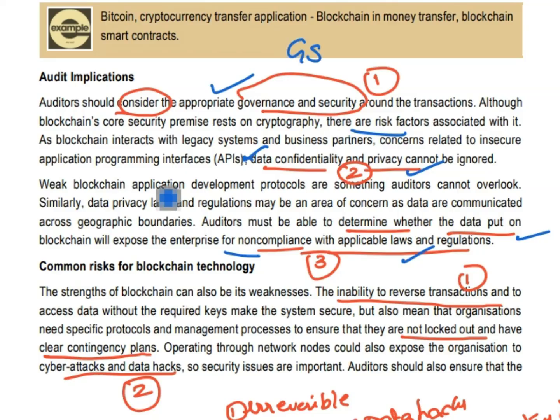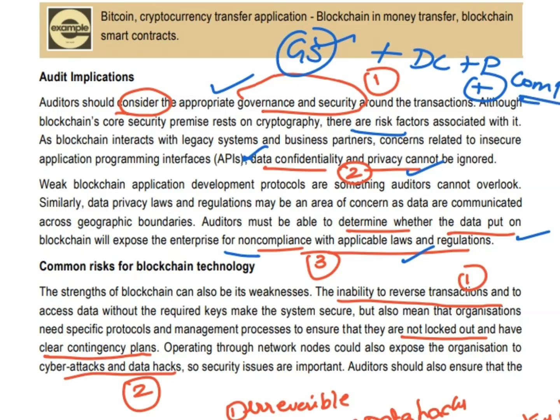So what the auditor should do is check the governance and security, plus data confidentiality, plus privacy. That is another point. And the last point is compliance: non-compliance with laws and regulations, will there be any problem related to it. These are the three things the auditor has to see.